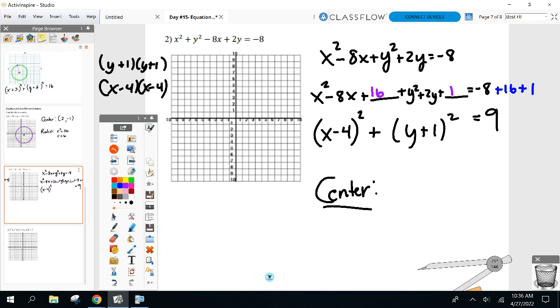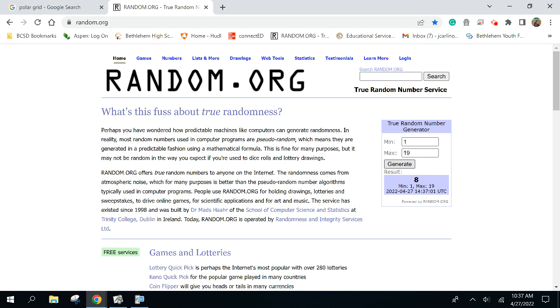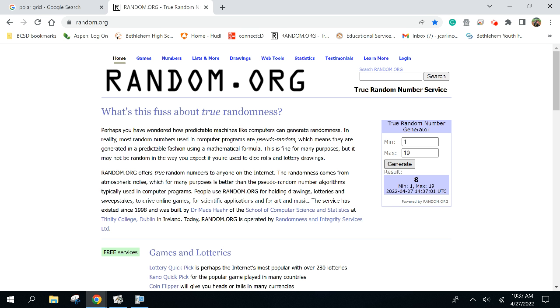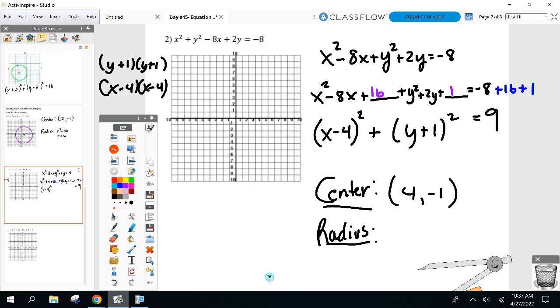What's the center now? Center of this circle. Let's roll. 4, -1 is their center. And how about your radius length here now? Radius length? Talk to me. 3. 4, -1 is the center. And then I can go up, down, left, right, 3 units.